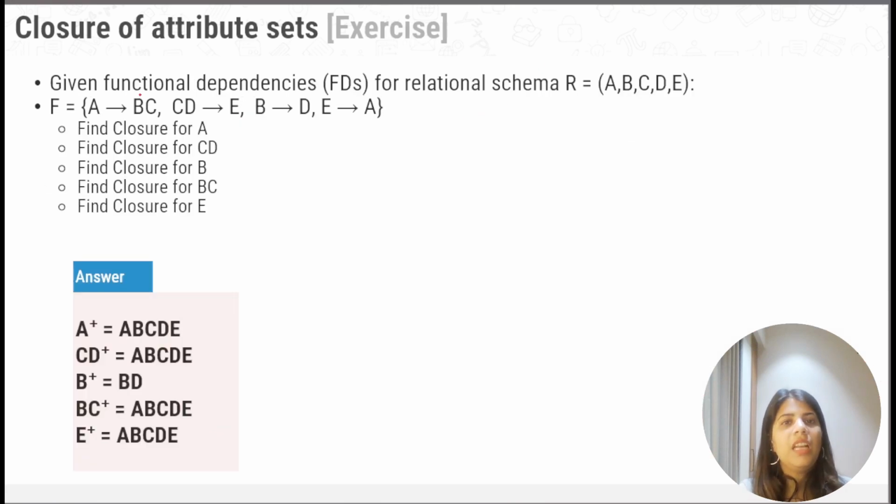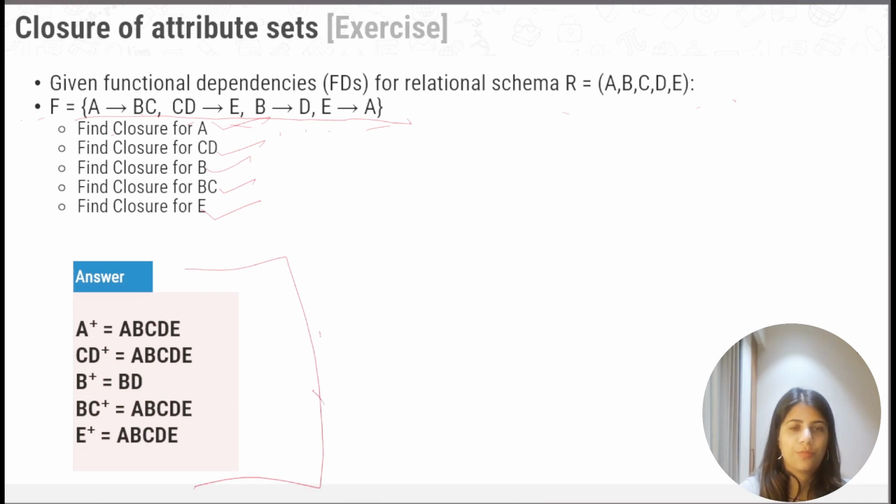Let's see the next one. Given functional dependencies FDs for a relation schema ABCDE, F is the set of functional dependencies. A can determine BC's value, CD can determine E's value, B can determine D's value and E can determine A's value. So we need to find a closure for A, for CD, for B, for BC and for E. So now you need to solve this exercise by yourself and then check your answers with these answers too.